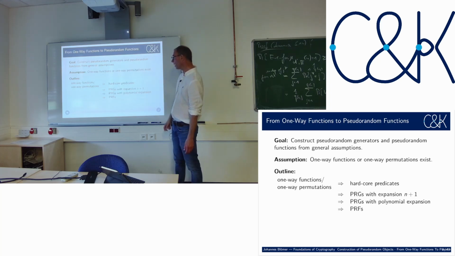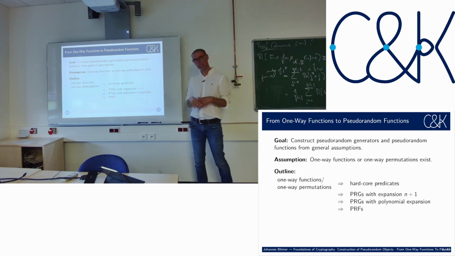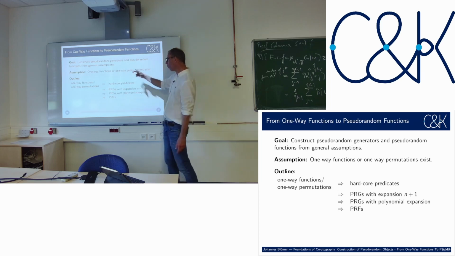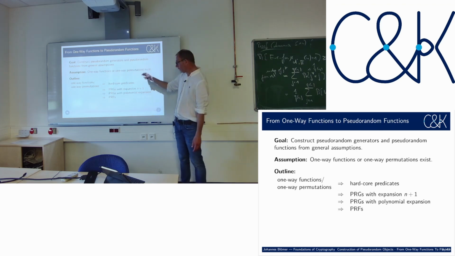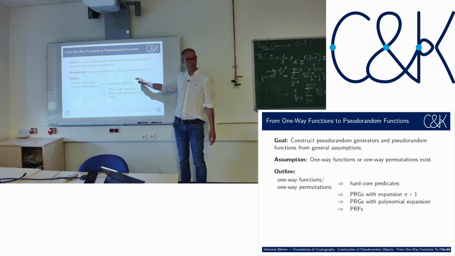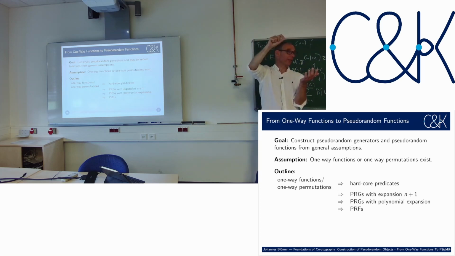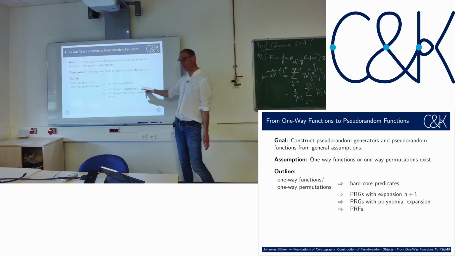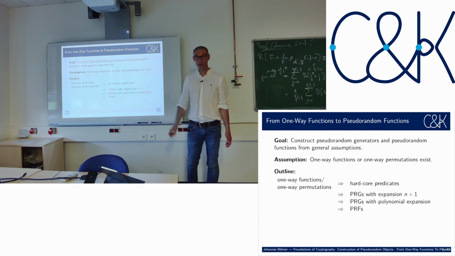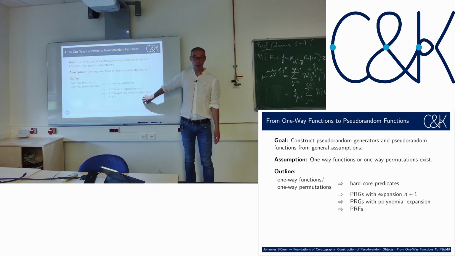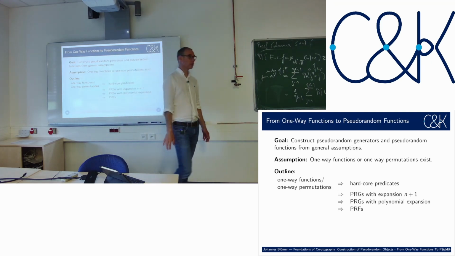The way one does that, and I will outline that a little bit in the next lecture, but not in real detail, is that from one-way functions one can define so-called hardcore predicates. From one-way functions with hardcore predicates, one gets pseudorandom generators with expansion n+1, just one more bit. But then one can show that from these we can construct pseudorandom generators with polynomial expansion. And once we have these, we can construct pseudorandom functions. So it all boils down to: one-way functions must exist.